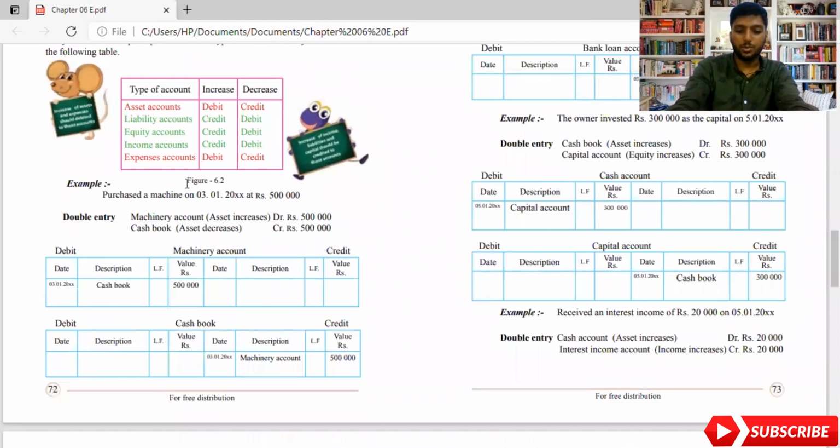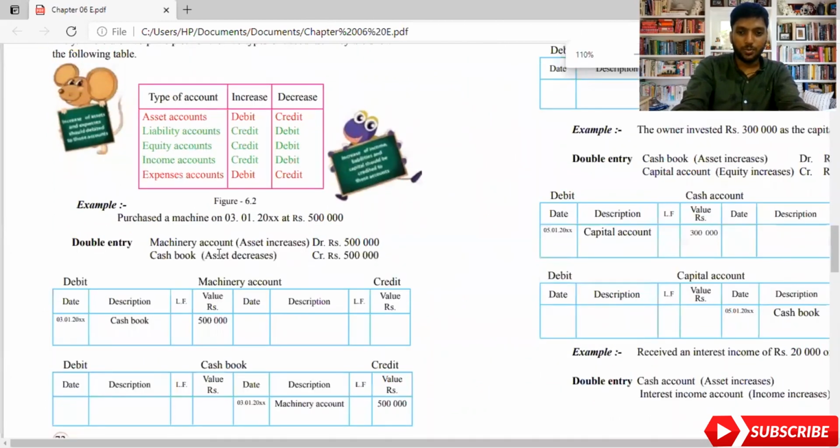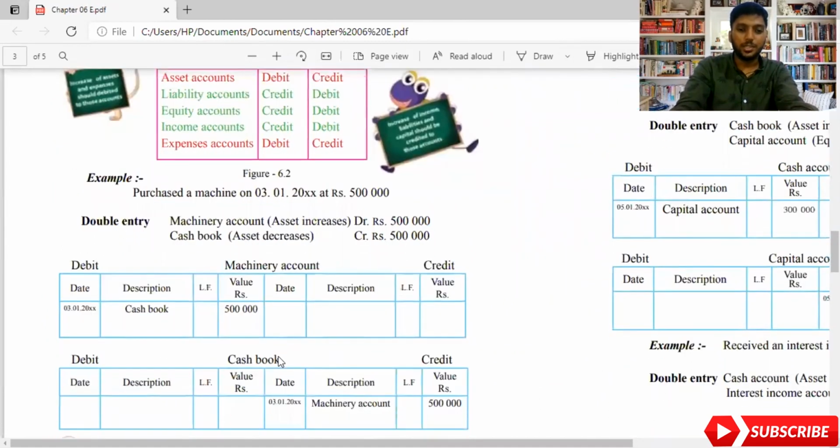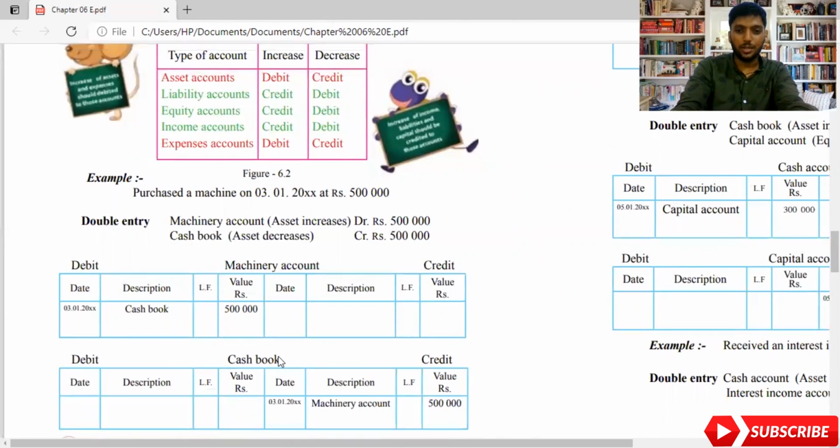Let's do these double entries one by one. How to record this double entry? I will look into chapter number 5, or else you will not understand these transactions. Purchase the machine on 3rd, 1st, 2000 at rupees 500,000. So how do you record this under the ledger account? Remember, as I said, every transaction has two entries, and that's the reason it is known as dual aspect.